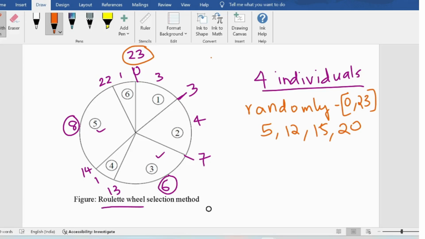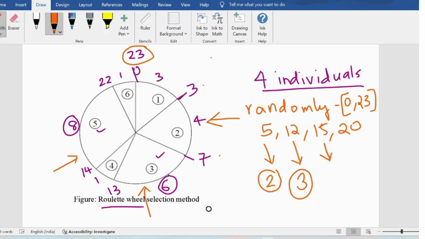If the value is 5, it is going to come between 3 and 7, so the value will be here. Corresponding to 5, I am going to choose individual number 2. Then for random value 12, it is going to come somewhere over here, so again I am going to choose individual number 3. Next I've got random number 15, so the value is going to be here. So 15 means I'm going to choose individual number 5.